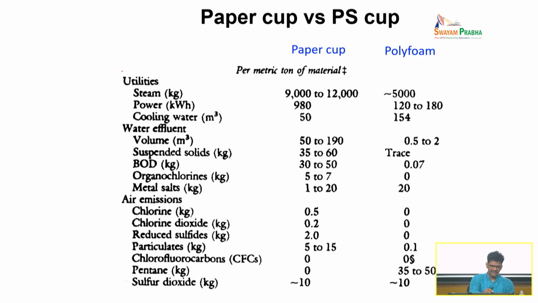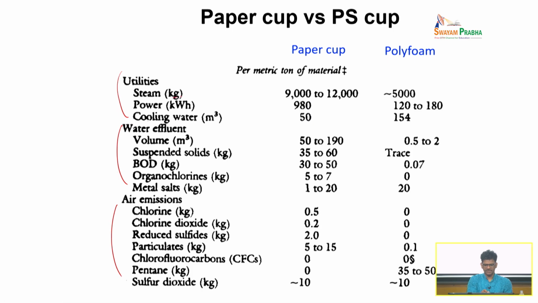So, now they are categorized into utilities, water, steam, energy, etc., and then effluents, that is water waste, and then emissions to air. If you just compare the two columns without looking at details, you can clearly see there are a lot of zeros for the polyfoam and quite a lot of numbers for the paper cup. So, let us see one by one.